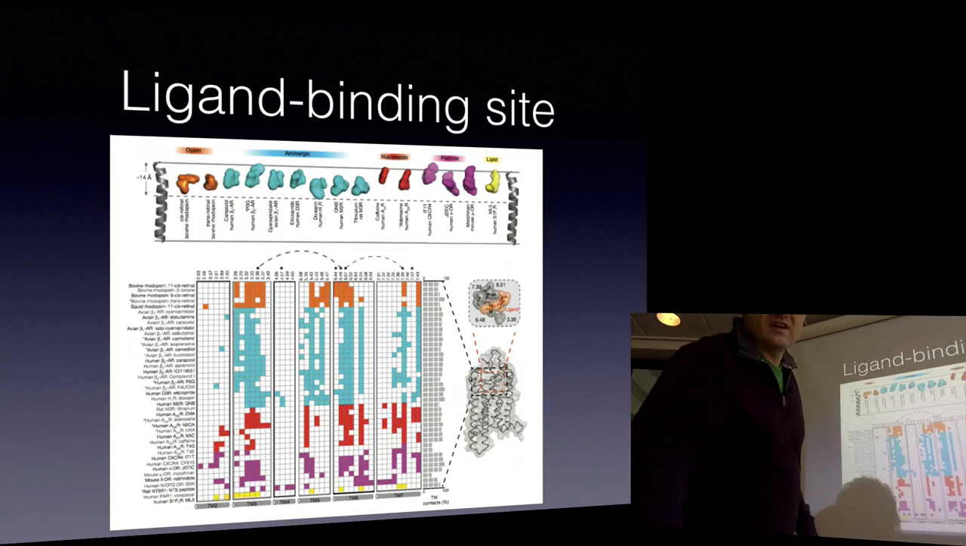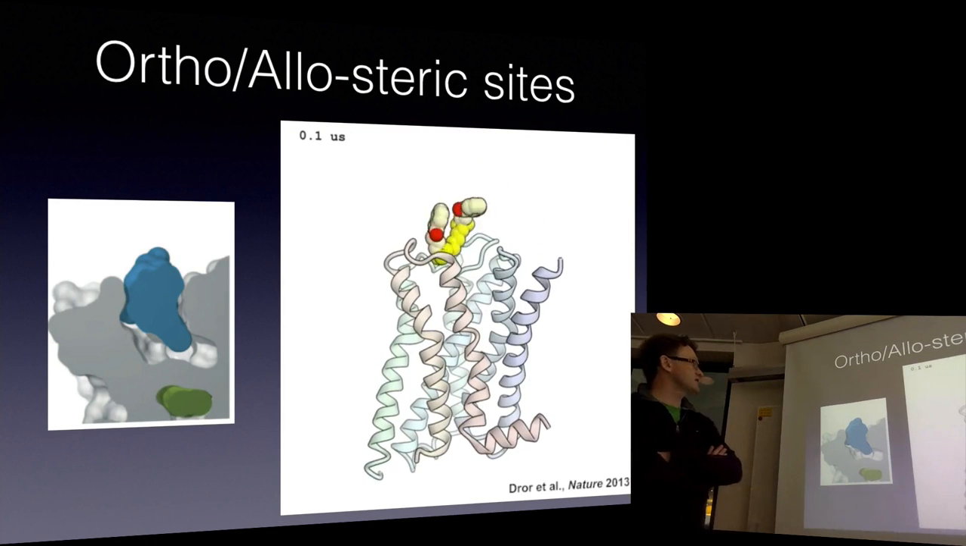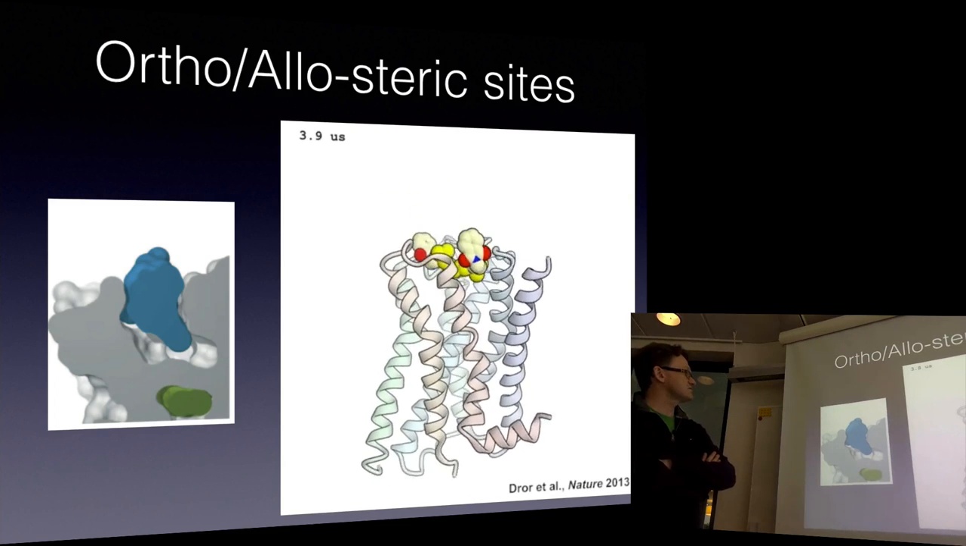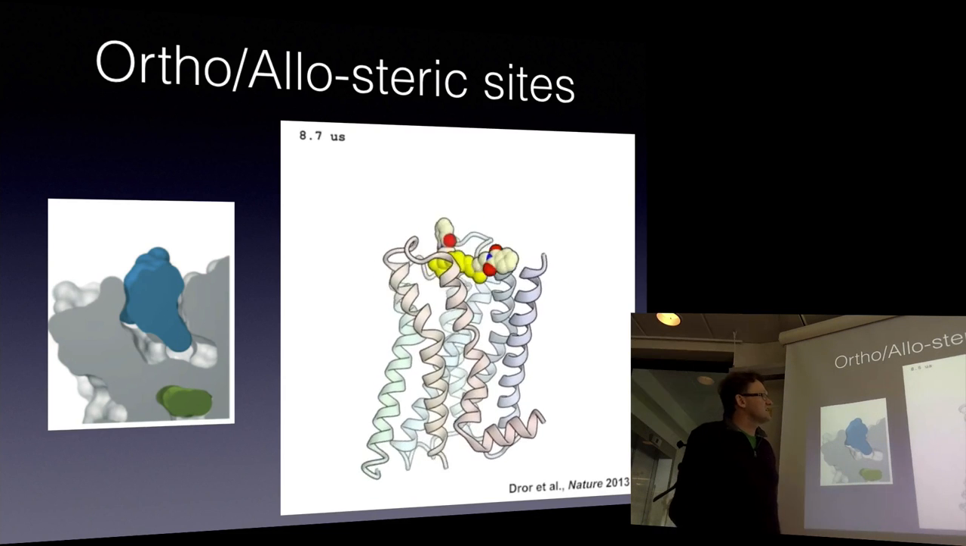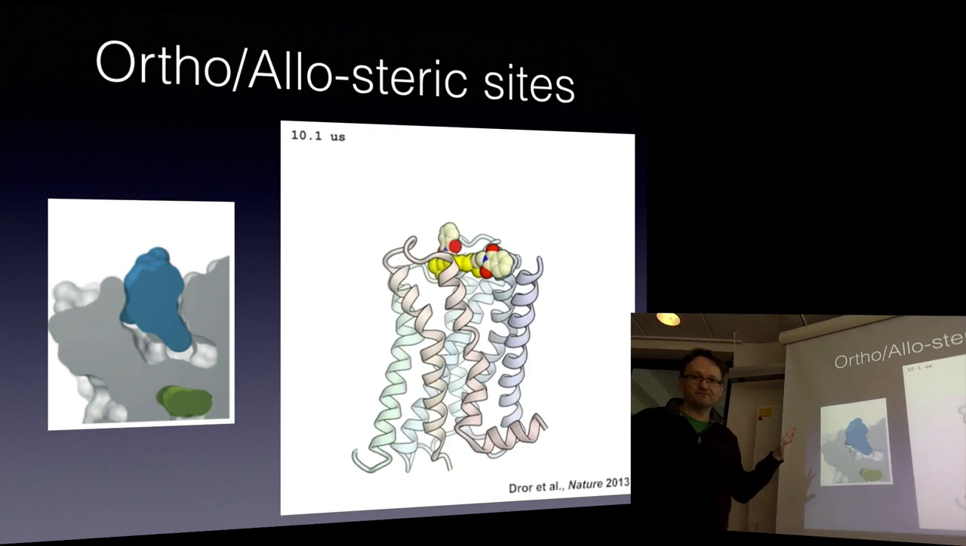There are also different binding sites. This is a bit related to the allosteric modulation I talked about. And here you're going to see a larger molecule binding to the site, and it will eventually squeeze its way down too. So here there are two different binding sites. And what Ron and Al said, this was a fairly short simulation, 10 microseconds. I think they went up to 20.